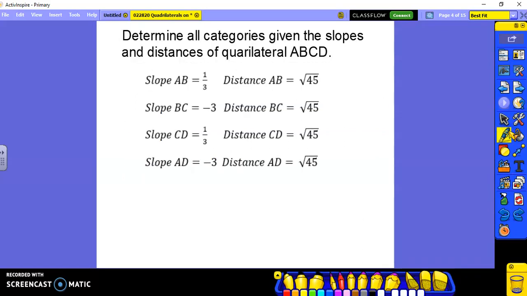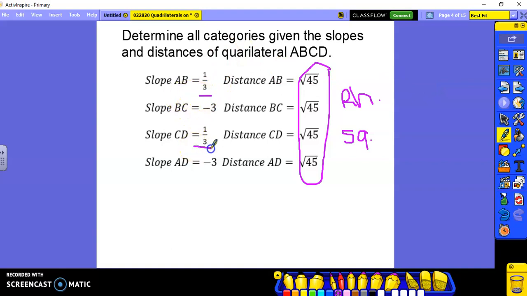Now, if we look at our first one, it says determine all the categories given the slopes and distances of the quadrilaterals. Now, the first thing I'm going to look at is all my distances. Well, if I look at all my distances, they're all exactly the same. So that gives me two options. That tells me it's either a rhombus or a square, because those are the most specific we can get that have all congruent sides. Well, now I need to look at my slopes.